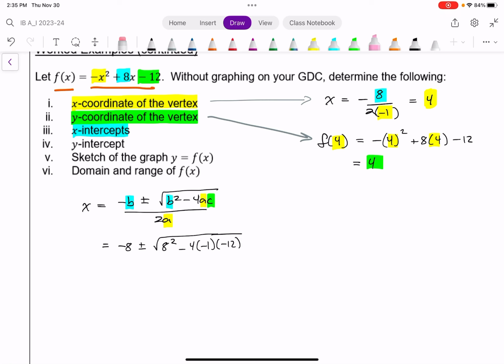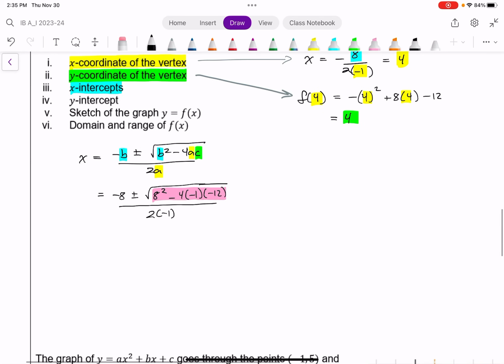Just be wary. This part here is where it's easy to make a mistake. There's quite often a lot of negatives here, and this is a pretty common place for students to make mistakes. And all of this is being divided by 2 times a, so 2 times negative 1. So in this case, we should get negative 8 plus or minus the square root of, now everything you see highlighted under the radical here, all that should come to 16.